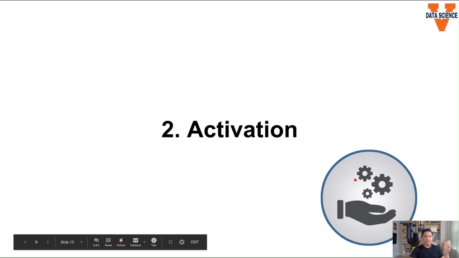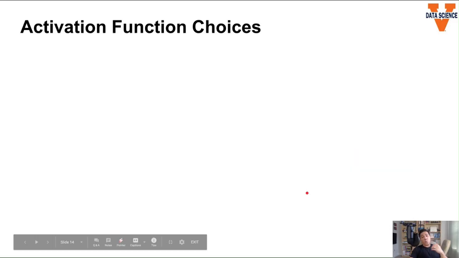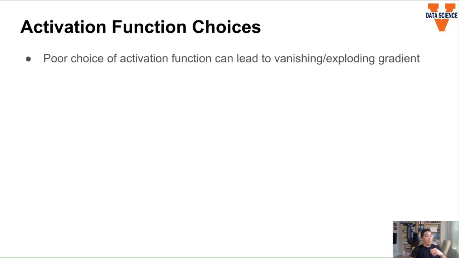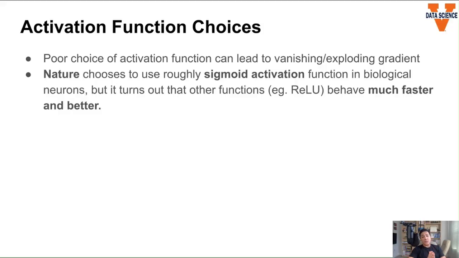Next up is activation. Activation is quite important. The choice of activation function you pick will affect the performance of your network. And a poor choice will lead to vanishing or exploding gradient. So in nature, biological neurons roughly use sigmoid activation functions, but it turns out that other functions like ReLU can behave much faster and better.